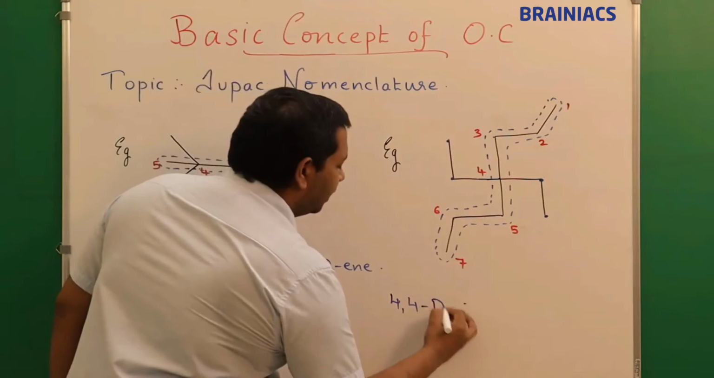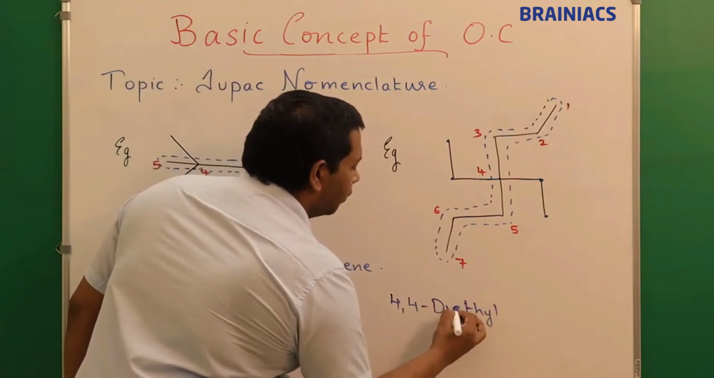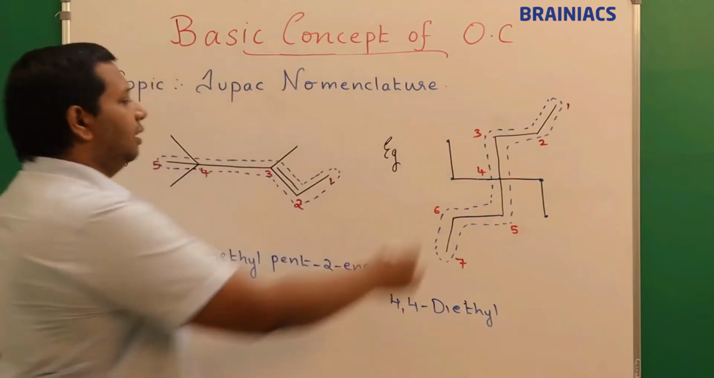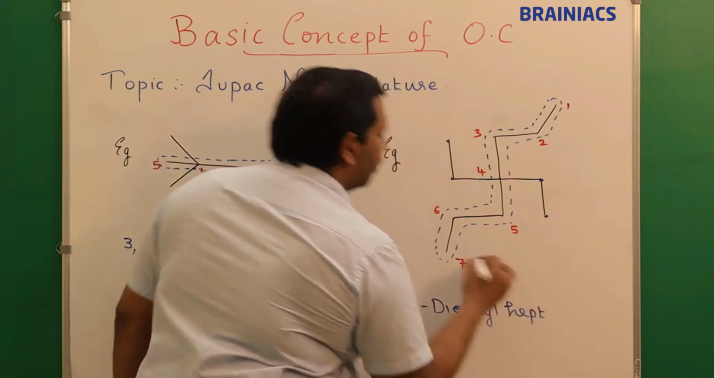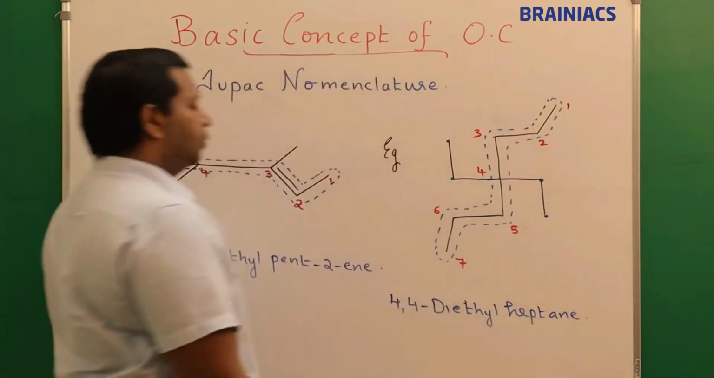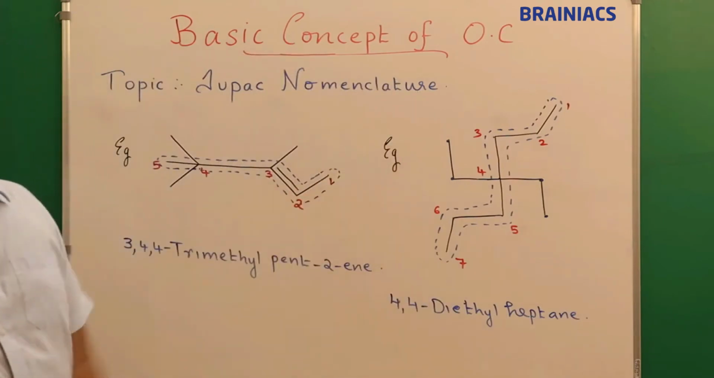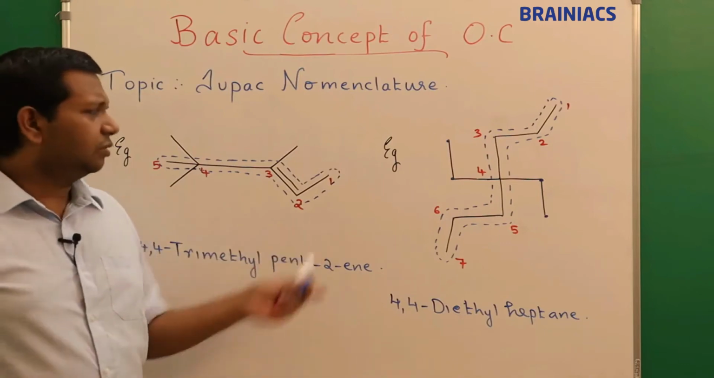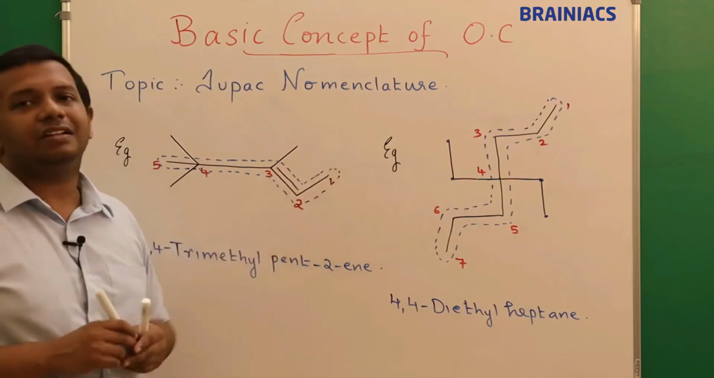So I can say diethyl, 4, 4 diethyl. Now the word root is hept, and these are all linked through single bonds, so I can say ane, heptane. So 4, 4 diethyl heptane will be the IUPAC name of that structure. Okay, so like this we can draw n number of structures. It's all about understanding the rules and applying them in the correct way.